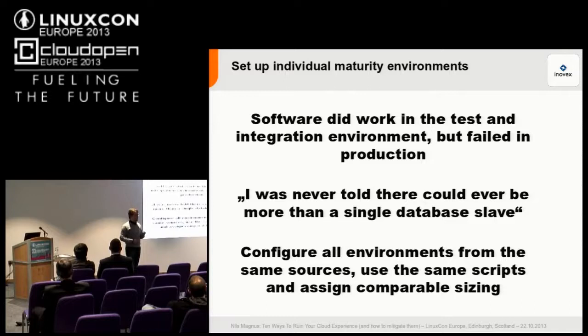And we try to have as much common configuration code as possible. And we have a very lean layer of things like the actual names and the actual numbers of virtual machines that get applied to this set of configurations. This is really hard work to do, but it saved us a lot of work in the long run.